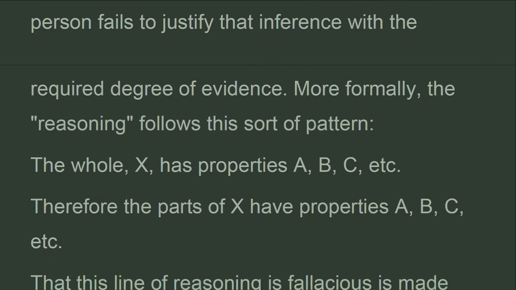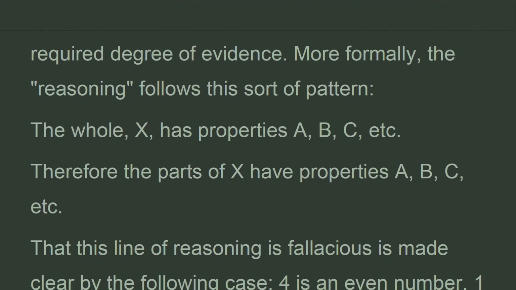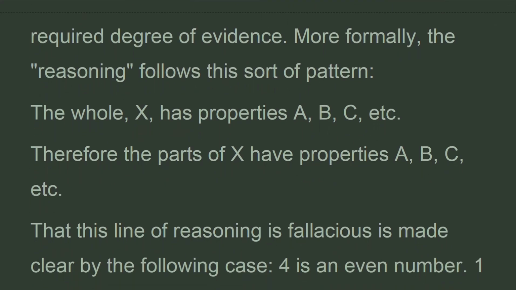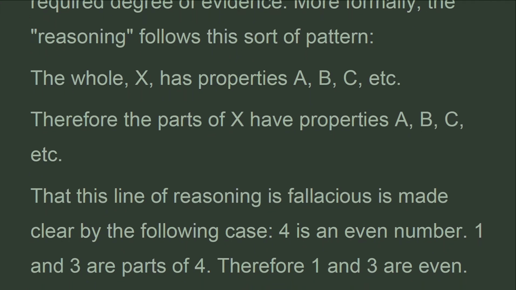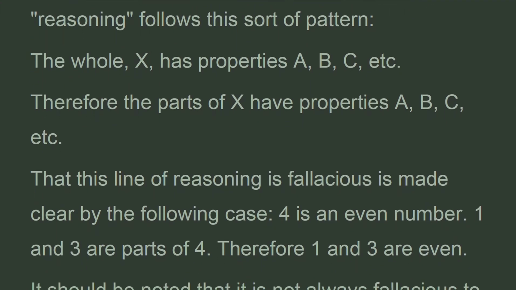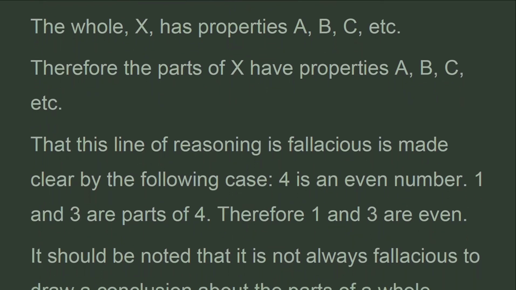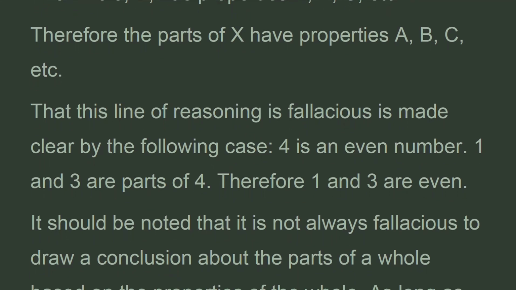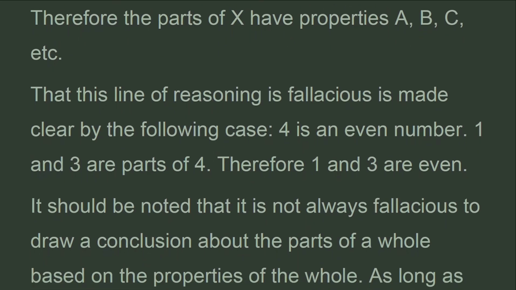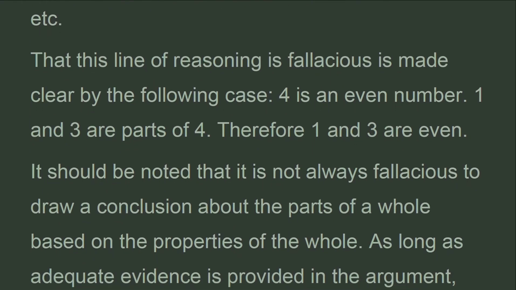More formally, the reasoning follows this sort of pattern. The whole X has properties A, B, C, etc. Therefore the parts of X have properties A, B, C, etc. That this line of reasoning is fallacious is made clear by the following case. 4 is an even number. 1 and 3 are parts of 4. Therefore 1 and 3 are even.